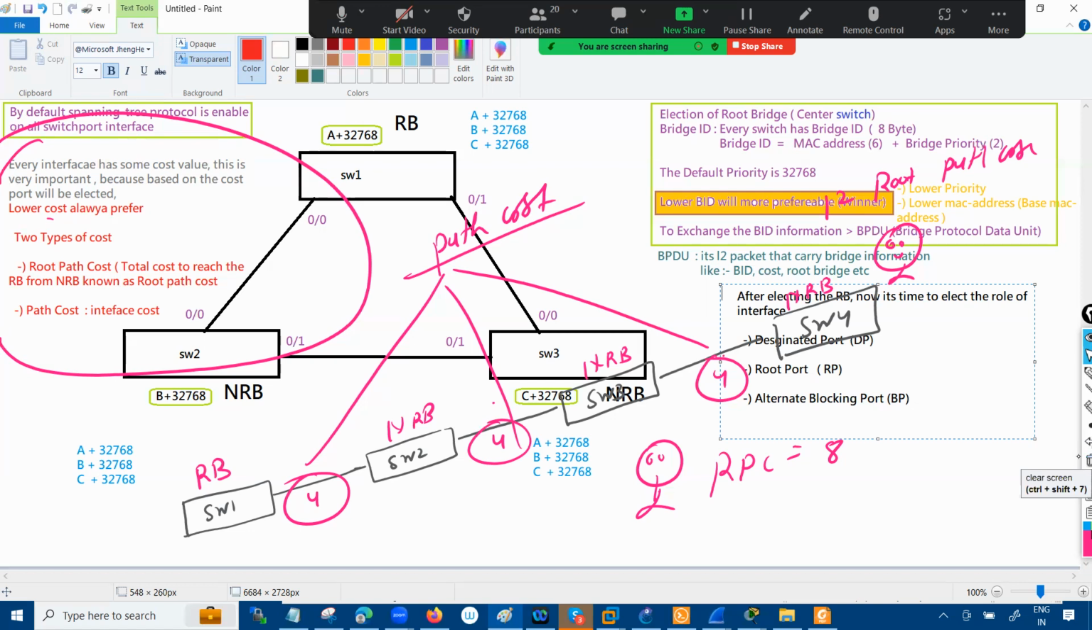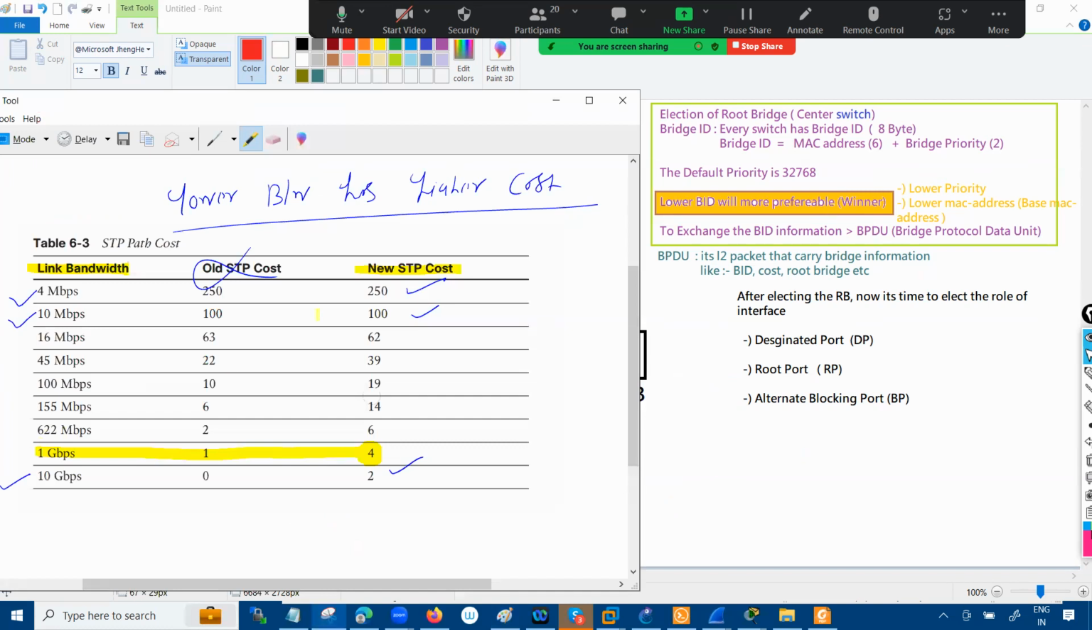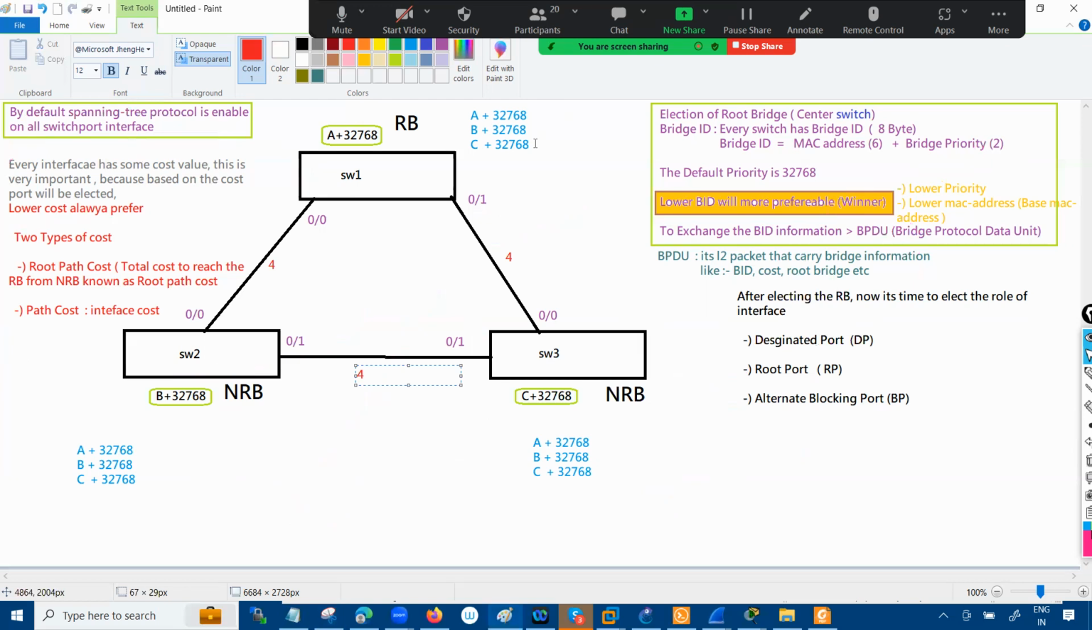You're right. You will understand. So I'm assuming that this link is a 1 gig link. This link is a 1 gig link. This link is a 1 gig link. The cost is 4. You can understand anything.